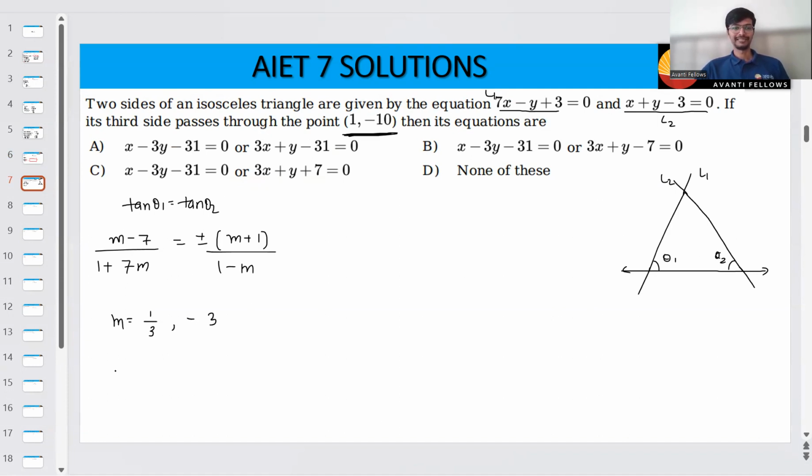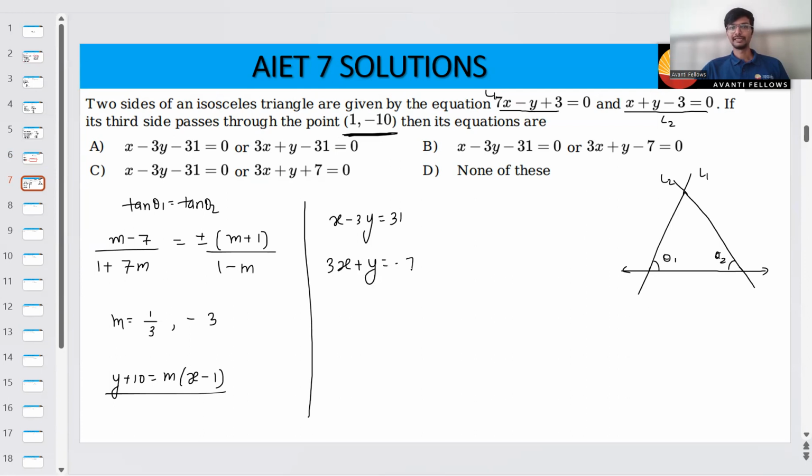And what is the point? This is the point. So using the slope point form, y minus y1 equals m times (x minus x1), if we substitute the values 1 by 3 and minus 3, we'll get the lines x minus 3y equals 31 and 3x plus y equals minus 7. These two are both our answers, which corresponds to option C, correct? It is option number C. I hope it is clear. Let's see the next.